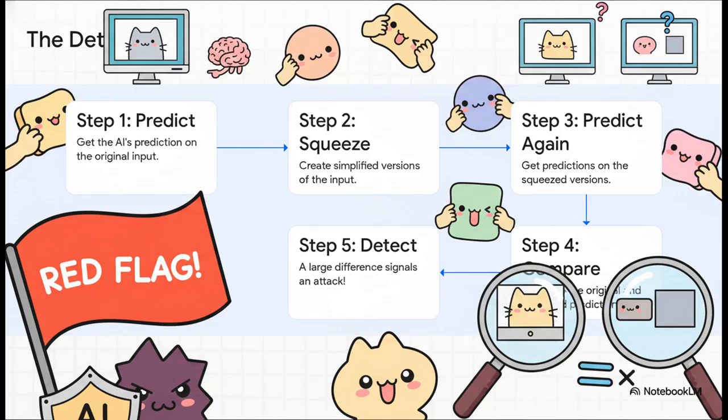But, and this is the key, if it's an adversarial image, squeezing it often destroys the attack. The AI's prediction will suddenly swing wildly. And that huge difference? That's our alarm bell. That's the red flag.